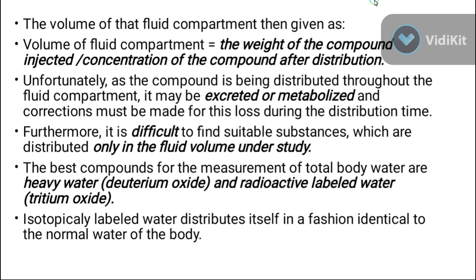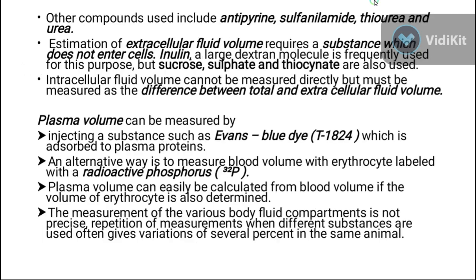Unfortunately, as the compound is being distributed throughout the fluid compartment, it may be excreted or metabolized, and corrections must be made for this loss during the distribution time. Furthermore, it is difficult to find suitable substances which are distributed only in the fluid volume under study. The best compounds for the measurement of total body water are heavy water, deuterium oxide, and radioactive labeled water, tritium oxide. Isotopically labeled water distributes itself in a fashion identical to the normal water of the body. Other compounds used include antipyrin, sulfanilamide, thiourea, and urea.